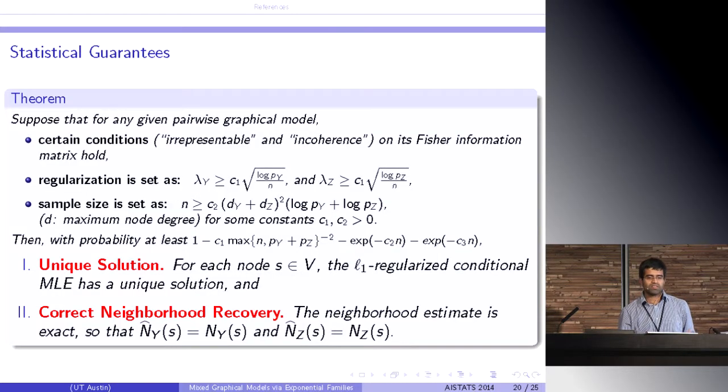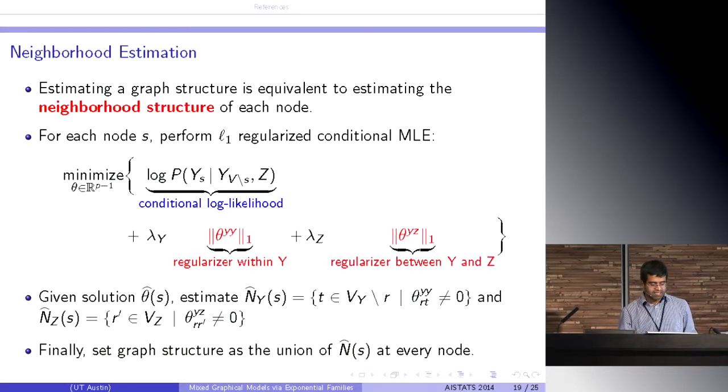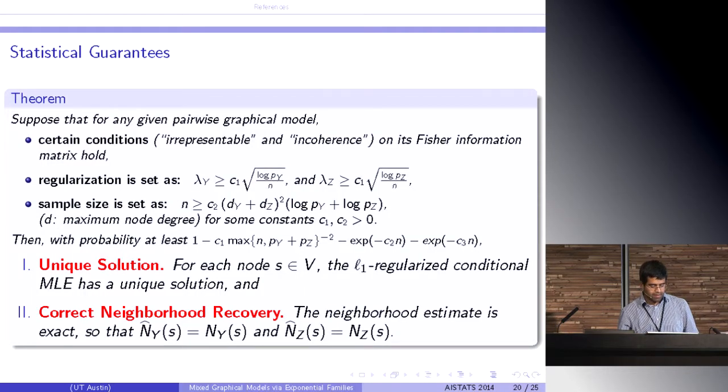And we have theorems that say that so long as you set the regularization penalties appropriately, and so long as certain incoherence conditions hold, just a very simple L1 regularized method actually works in recovering the node neighborhoods of your mixed graphical model. Okay? So essentially, the slide says that a bunch of the recent results on learning graphical models extend to the mixed graphical model setting.